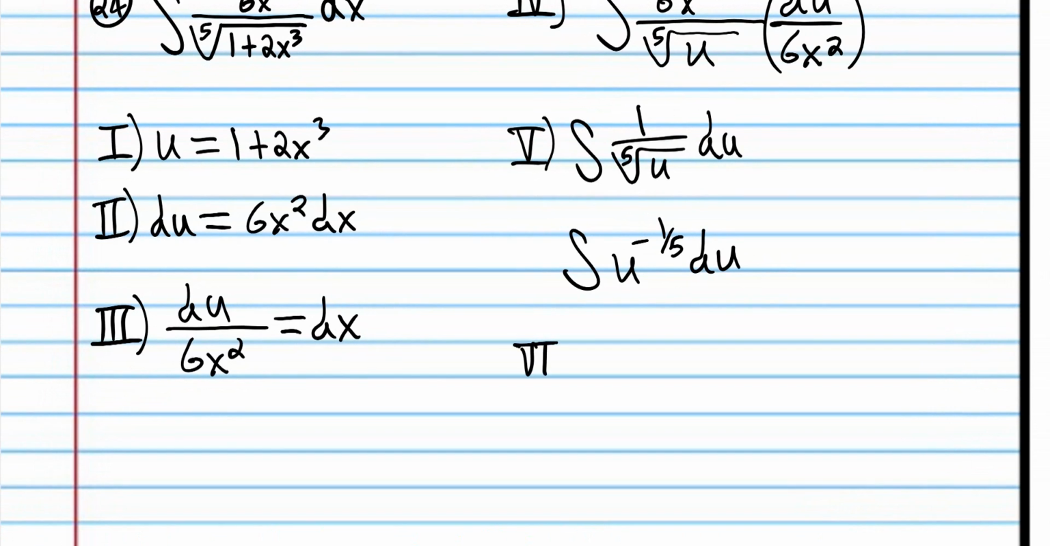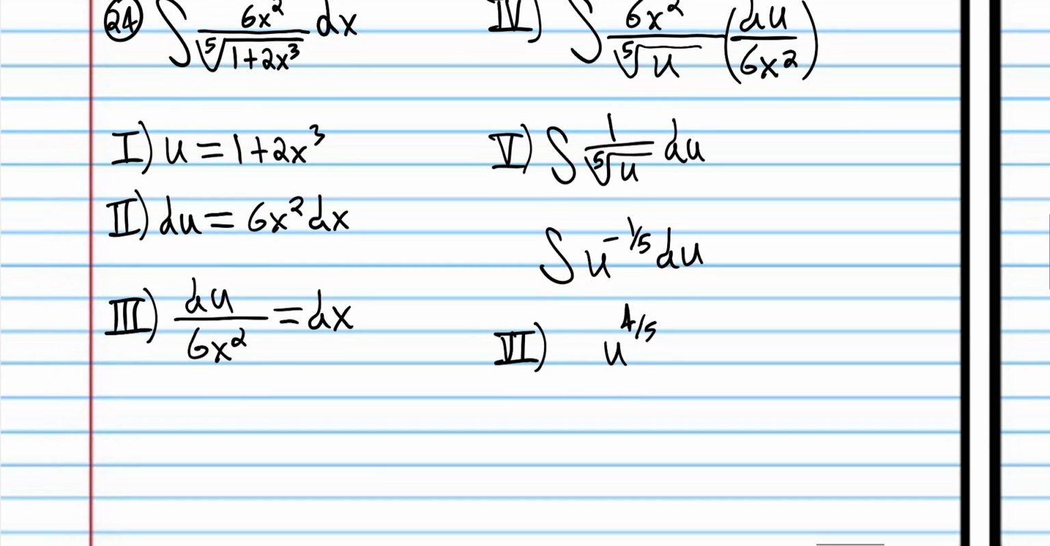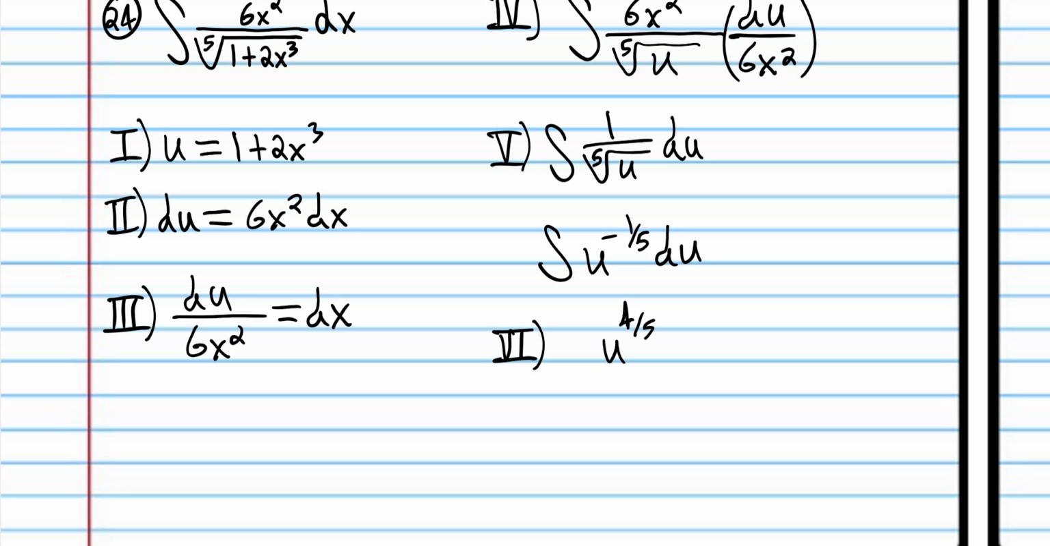So step number 6 is to find the antiderivative. We're going to add 1 to the exponent. So we get 4/5. Now when we find the derivative, we have to bring that 4/5 down and multiply it into something to get 1. So what would that be? Well, obviously that would just be 5/4. It's the reciprocal.